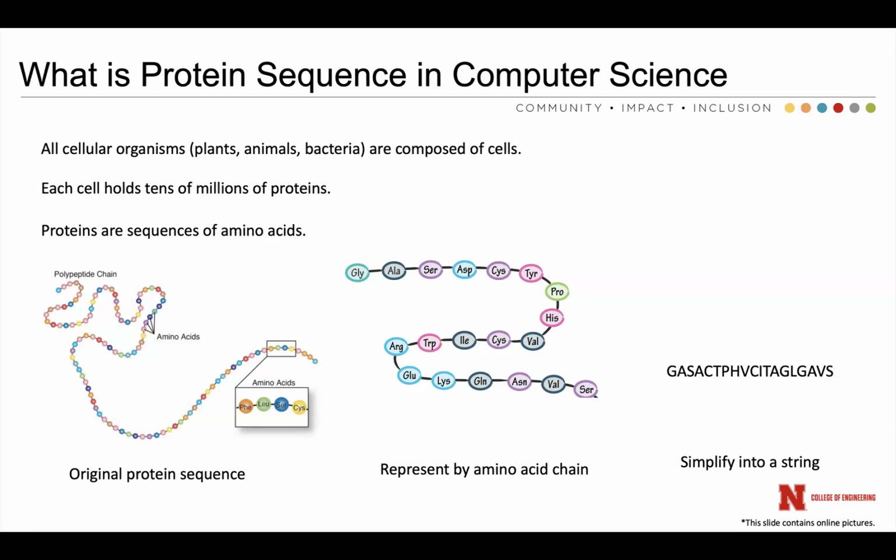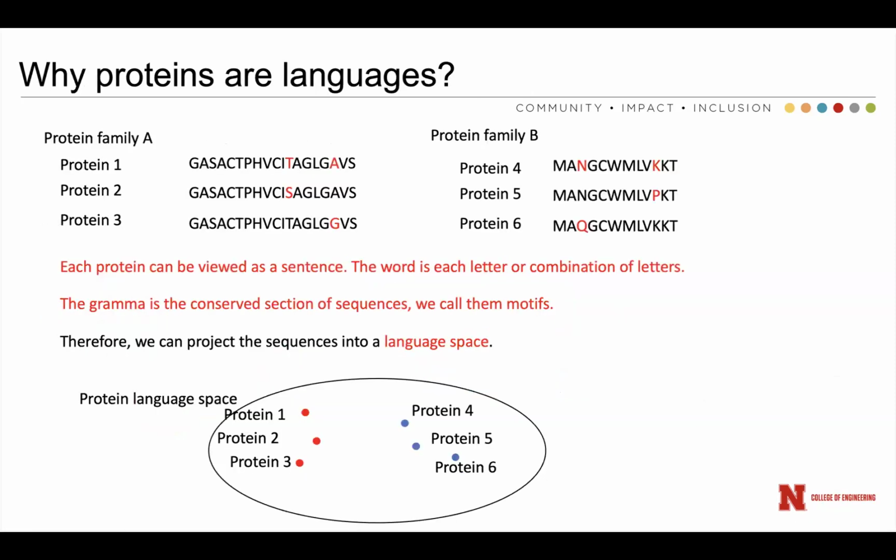So each protein can be represented as a string. Then we have many proteins, which means we have many strings. Some of the strings are similar to each other. Some of the strings are different. For example, proteins 1, 2, 3 share common sequences, so they form family A. Proteins 4, 5, 6 form family B.